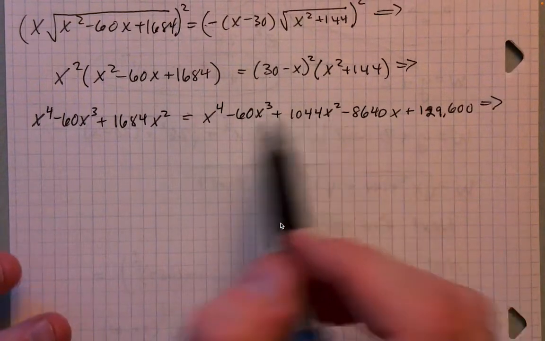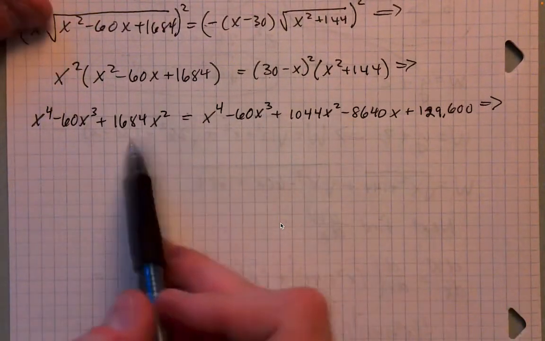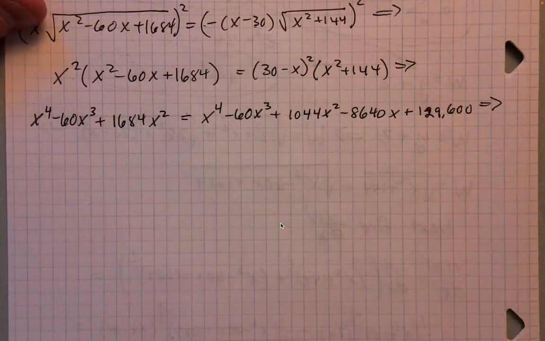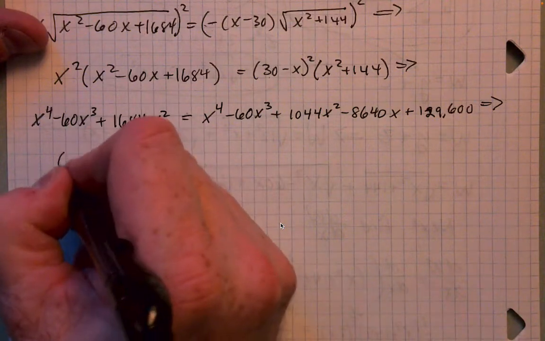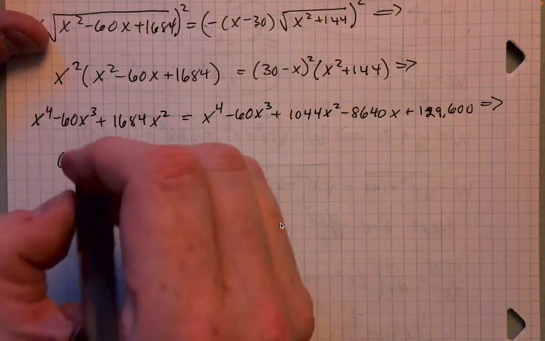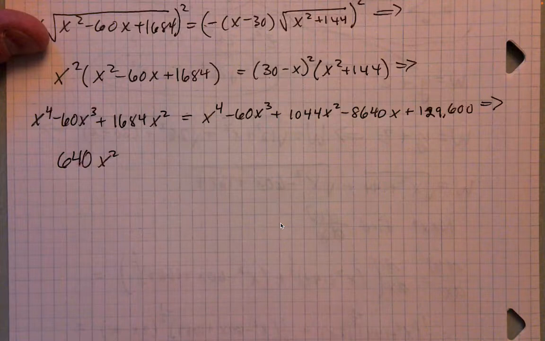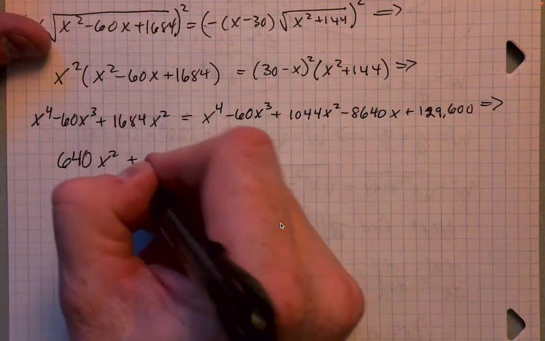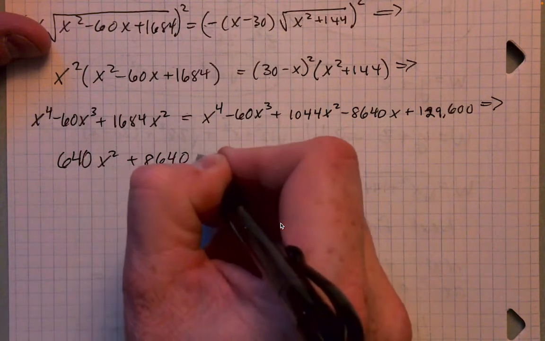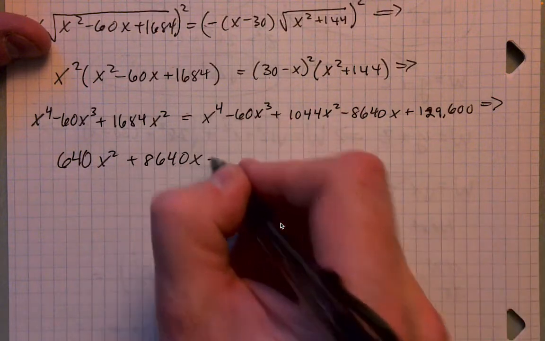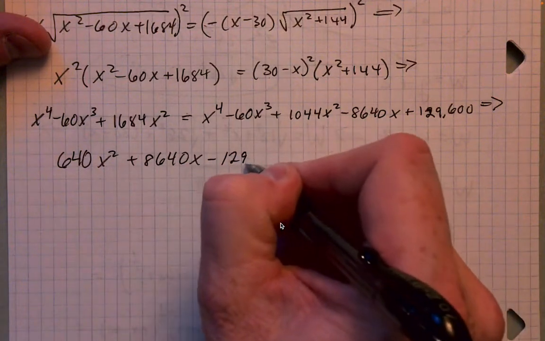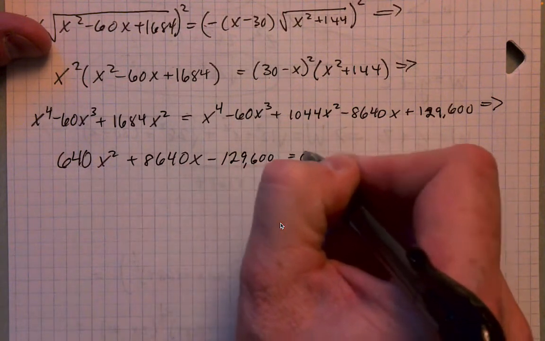But you can obviously pause the video and sort out all this algebra. Ultimately, what you end up with is 640x squared plus 8,640x minus 129,600, and that's all equal to 0, right?